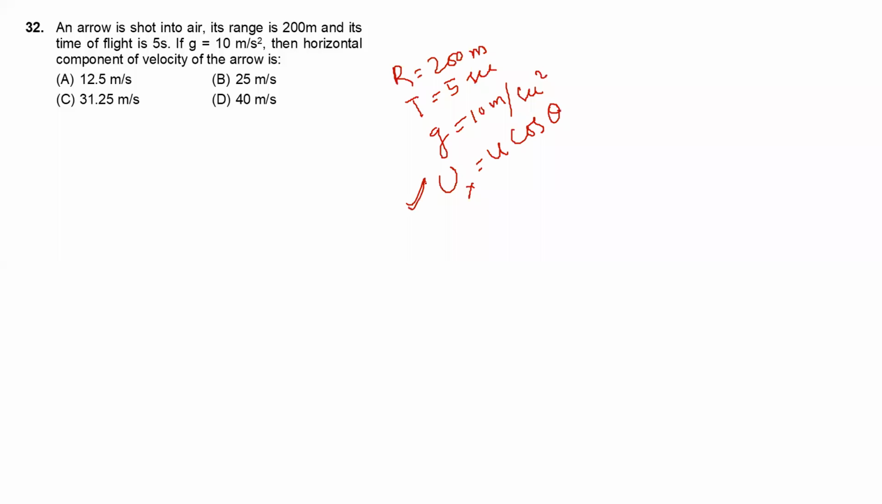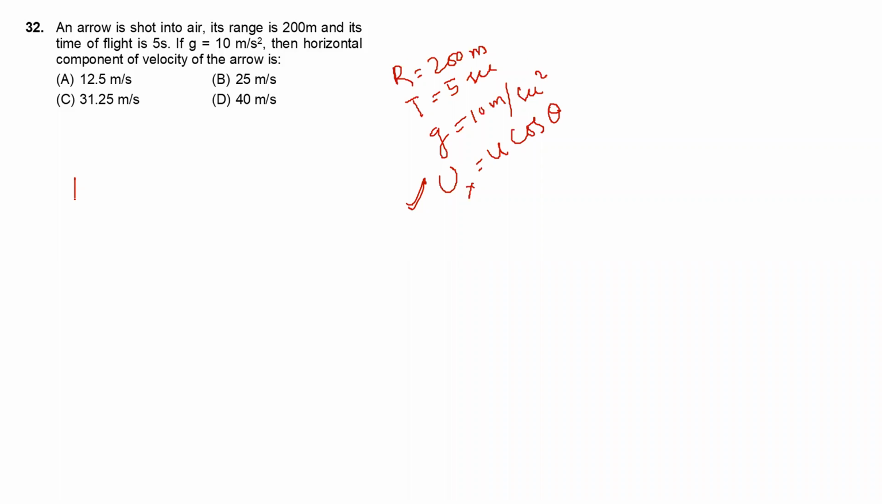An arrow is shot into air. Its range is 200 meter. That means r is equal to 200 meter. Time of flight t is equal to 5 seconds. G is equal to 10 meter per second square. Then horizontal component of the velocity. Horizontal component means ux, that is we usually take as u cos theta. What is ux?